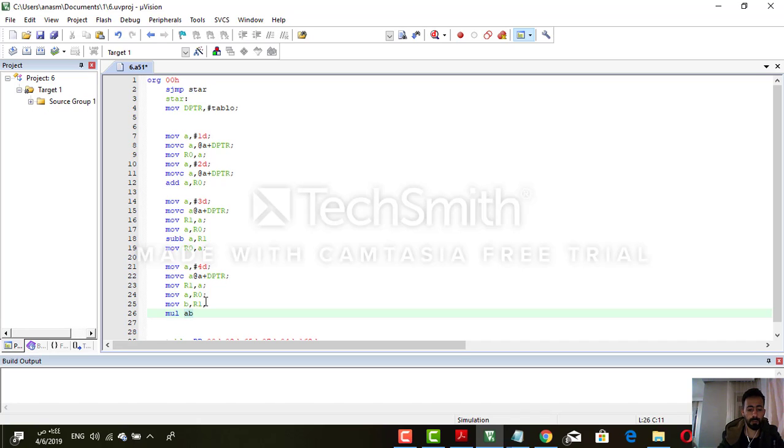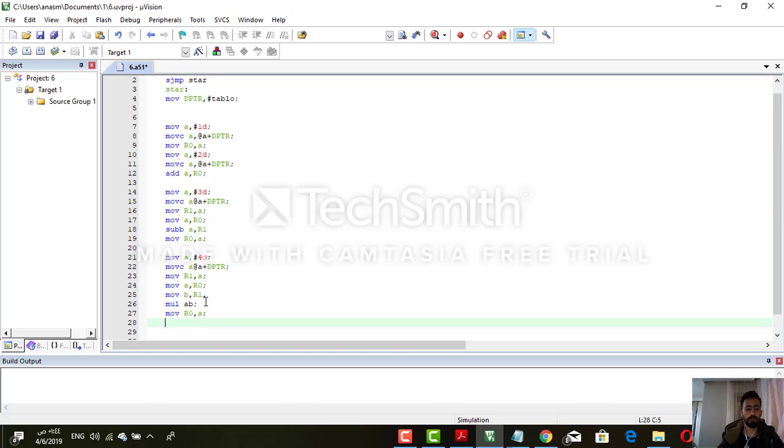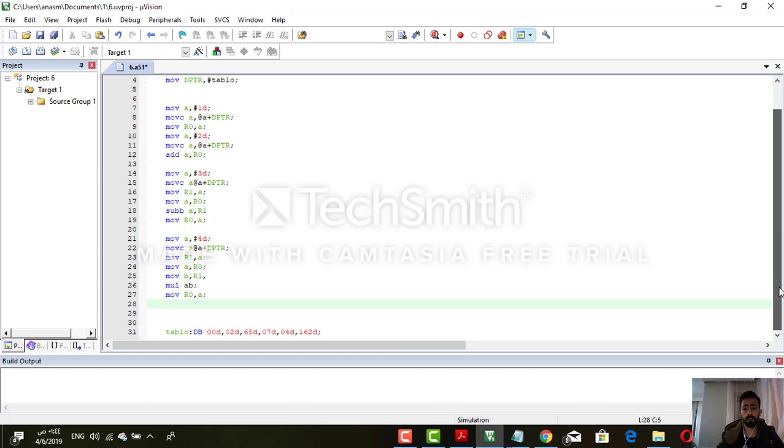So now we can multiply A, B, and after that we will move the result to register 0 or 1, for example, 0. The result. Now the result is at register 0, and this is the fourth question.